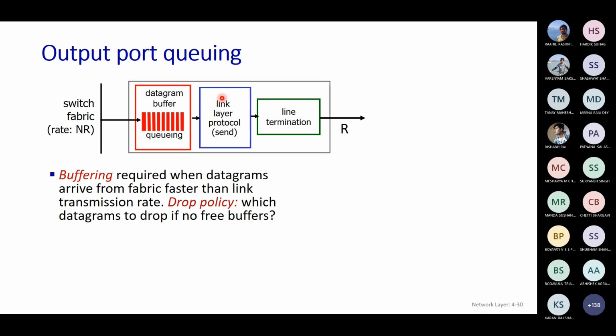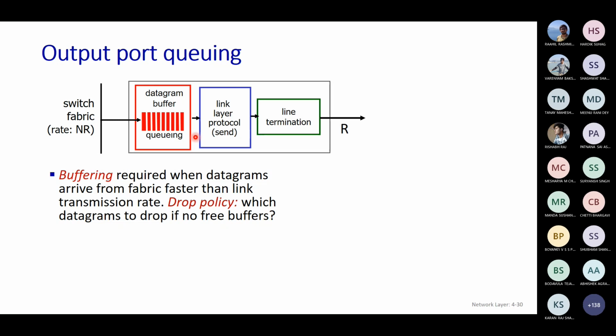Then you have the corresponding link layer protocol, and then you have the physical layer protocols, which will basically send the data to the corresponding medium. Okay. Now, why do we require buffering at the output port?